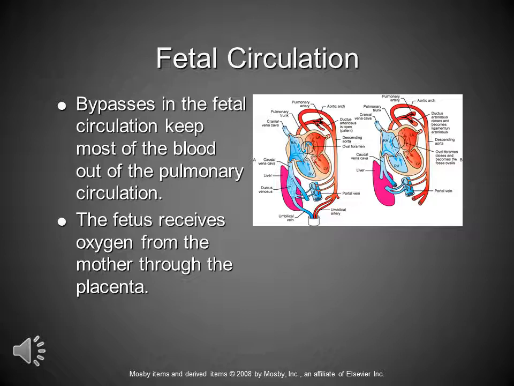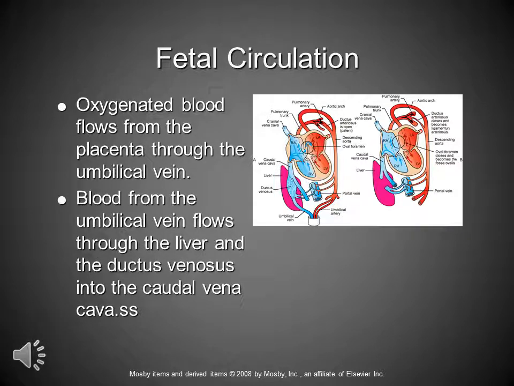Bypasses in the fetal circulation keep most of the blood out of pulmonary circulation. Certainly the fetus isn't going to be breathing. There's nothing there to breathe. So they're going to get their oxygen from the mother through the placenta, and that's going to require a very specialized circulatory pattern. In fetal circulation, oxygenated blood flows from the placenta through the umbilical vein.